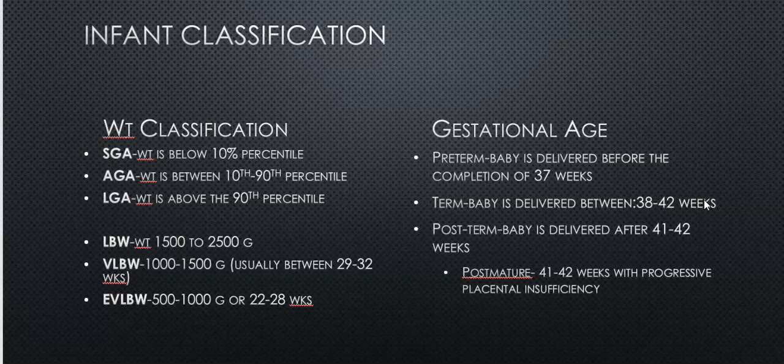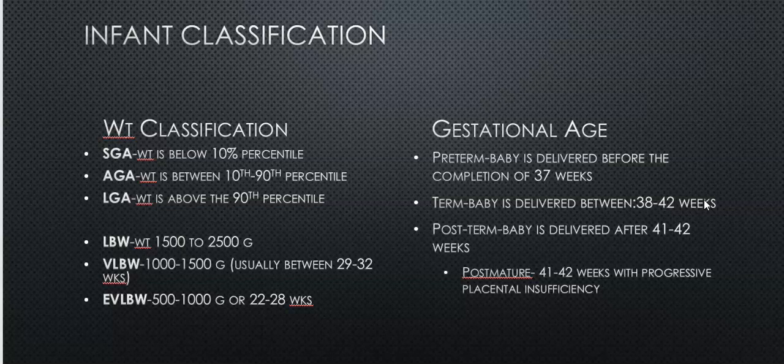A VLBW baby, which stands for very low birth weight baby, is a baby that's between 1,000 and 1,500 grams. Usually that baby is somewhere between 29 and 32 weeks of gestation. And then you can have an EVLBW baby, an extremely very low birth weight baby. It's a baby that's born between 500 and 1,000 grams, or approximately between 22 and 28 weeks in gestation. So that completes your weight classification.